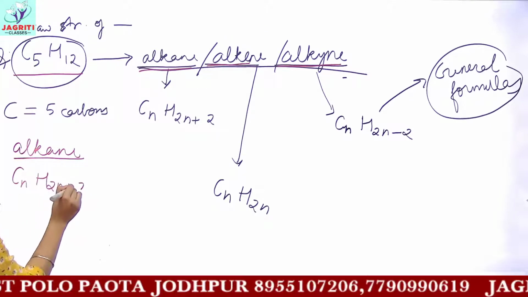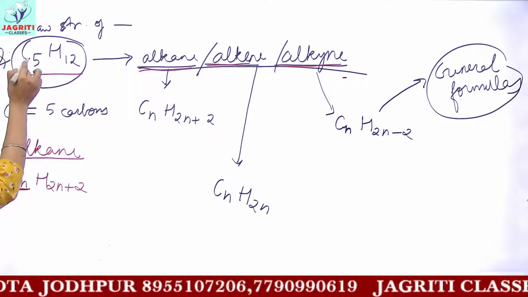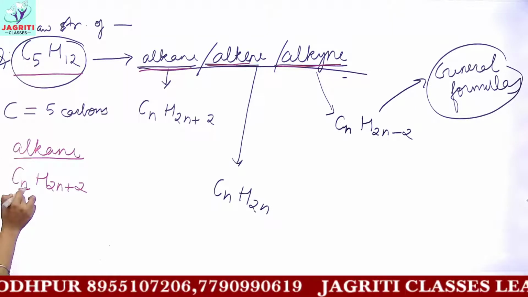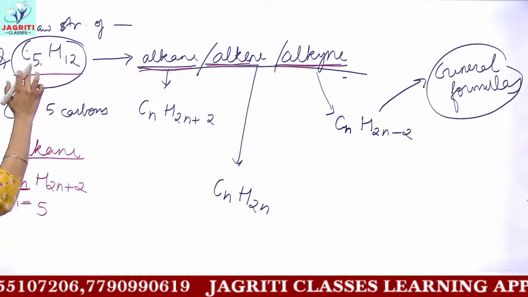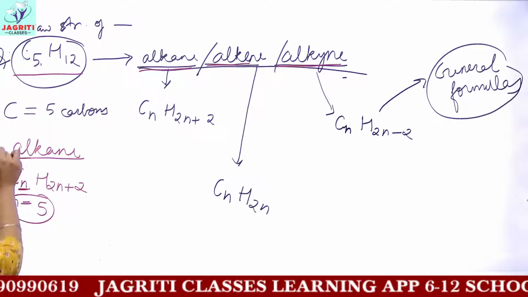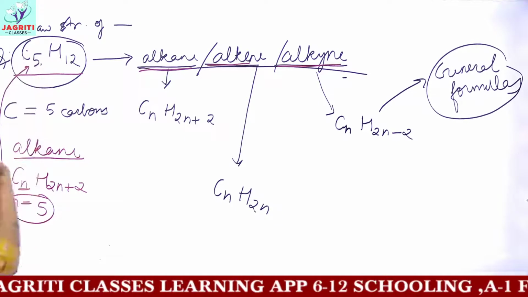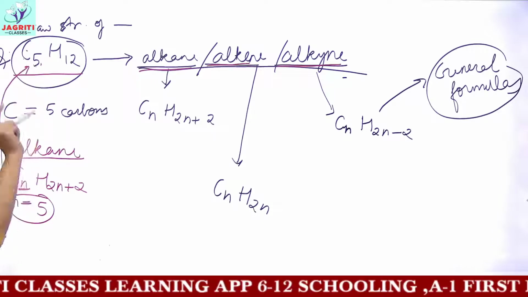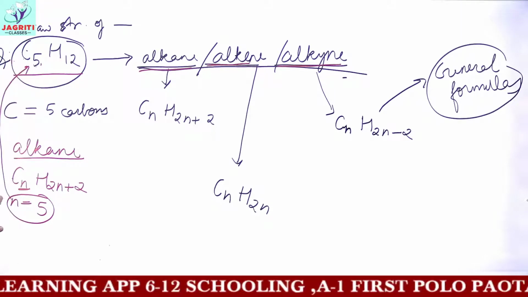CnH2n plus 2. In place of n, what are we given in the question? C5. Cn means C5. So n here is equal to what? n is equal to 5. Now put this value I have found from the question. Easy? The value of n would be given in the question. That is the number written after C. C5 means n is 5.